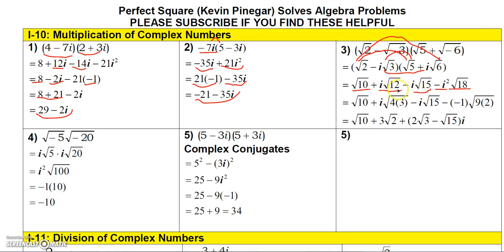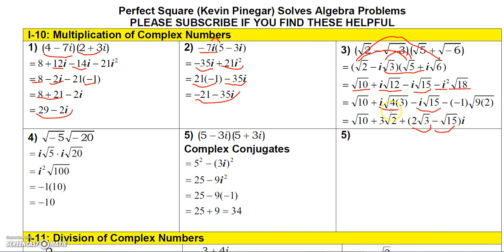Now, a couple of these radicals I can simplify, because square root of 12 I can write as square root of 4 times 3. And then square root of 18 I can write as square root of 9 times 2. And then the square root of 4 is 2, so this would be 2i square root of 3. So I'm going to put that, the 2 square root of 3, right here. And then this is square root of 15 times i, so I'm going to put that together right there.